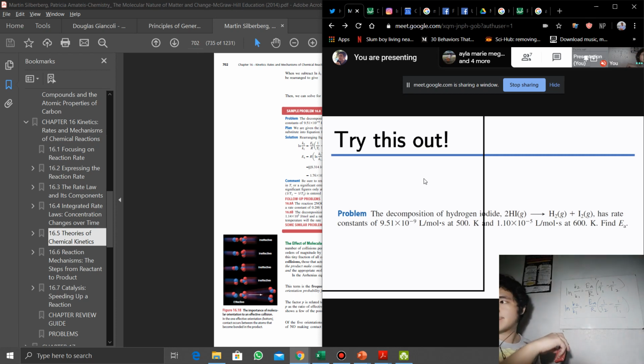Sir, saan ulit equal yung R? Sorry. Ang R ay equal sa 8.314 joules per mole Kelvin.